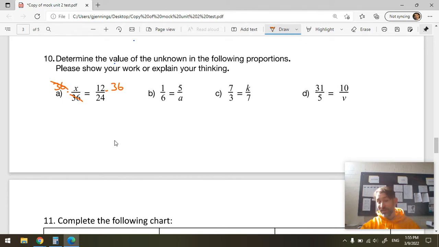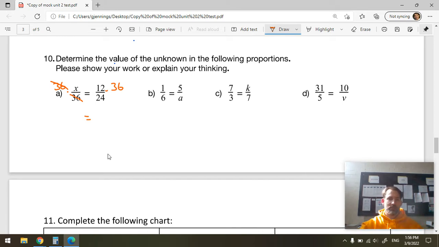12 over 24 is a fancy way of saying 1/2. So I could just reduce that fraction, okay? And then a half times 36 is 18. So that's one way to get to your answer. Another thing I can do here is just work it out. 12 times 36 is 3 times 144. 3 times 144 is 432. I think it's 432 divided by 24, which happens to be 18. Okay, it's 18. All right.